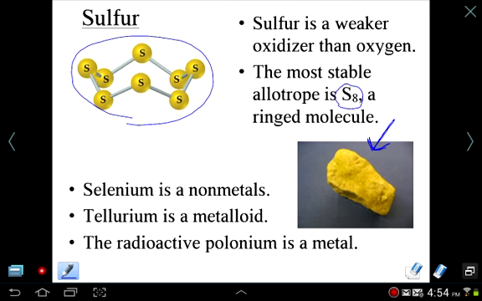Going down the oxygen group, selenium is still a nonmetal. Tellurium is your metalloid or semi-metal. And polonium technically is a metal, but it's pretty radioactive and not as useful.